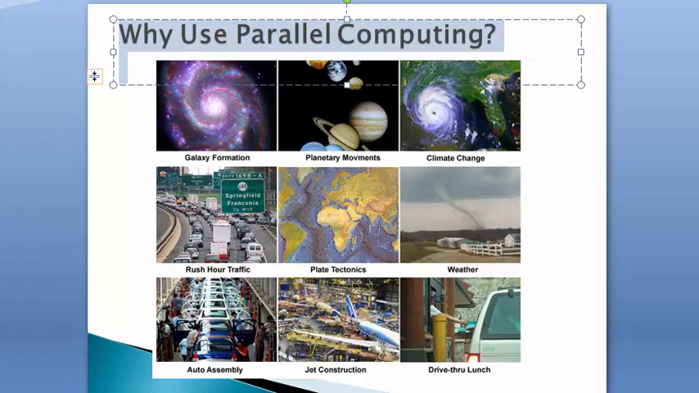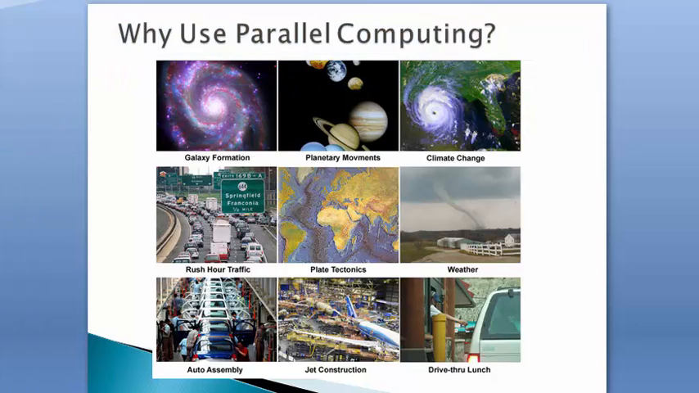Why use parallel computing? The real world is massively parallel. In the natural world, many complex, interrelated events are happening at the same time, yet within a temporal sequence. Compared to serial computing, parallel computing is much better suited for modeling, simulating and understanding complex, real-world phenomena. For example, imagine modeling these serially.